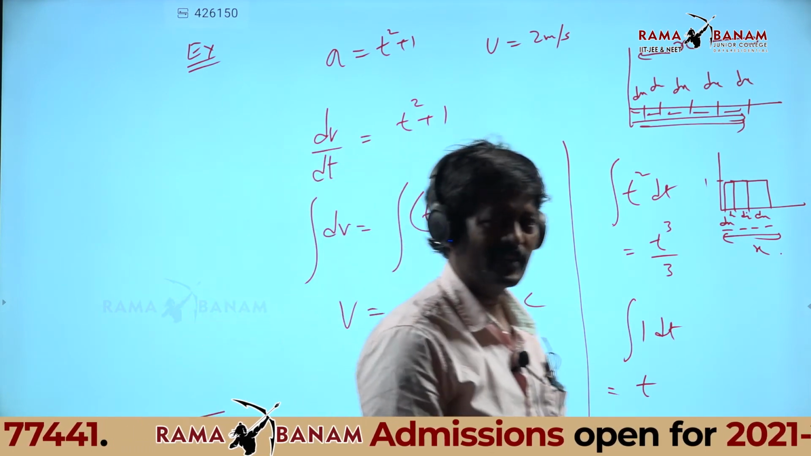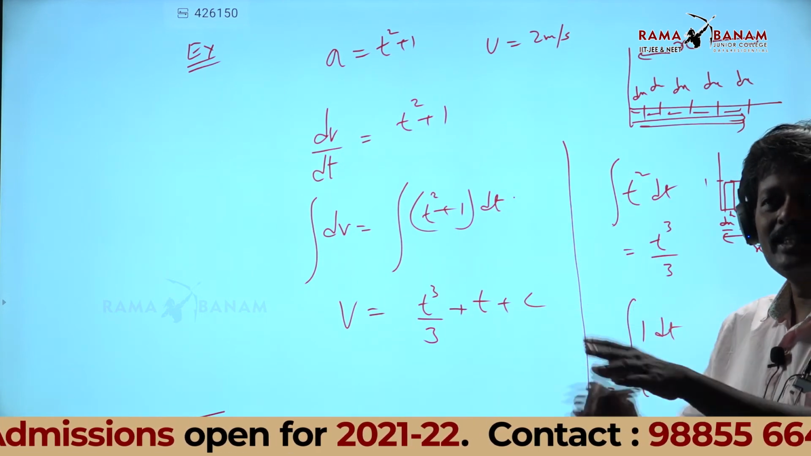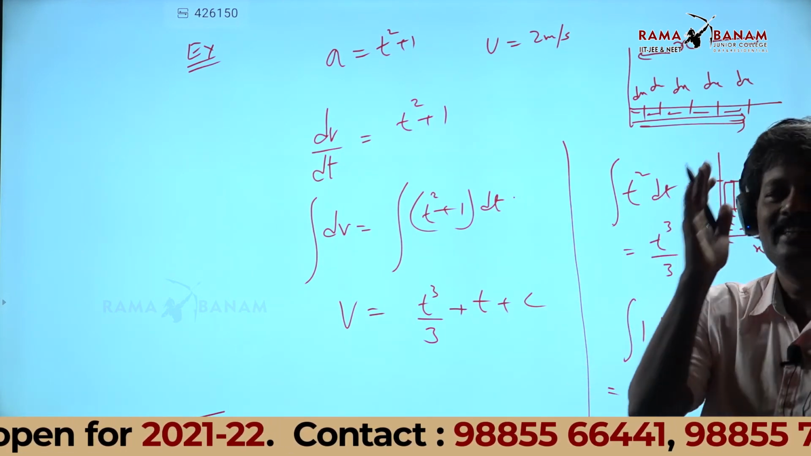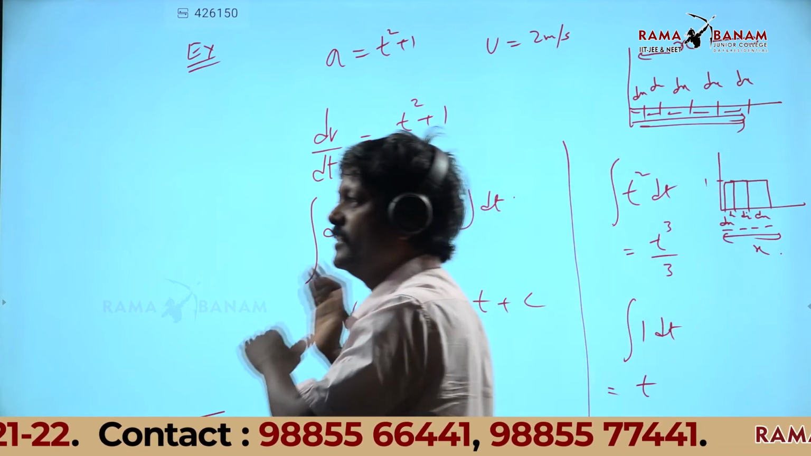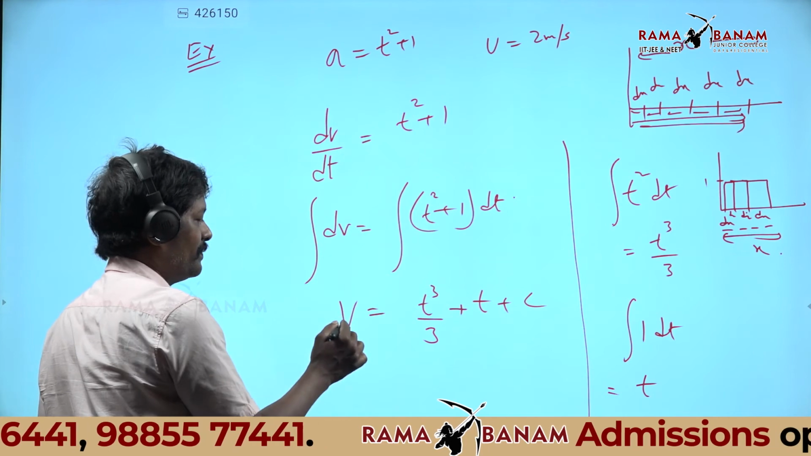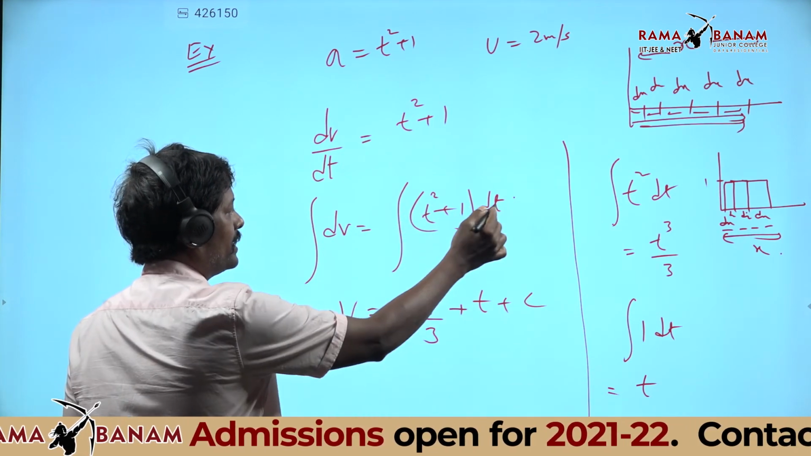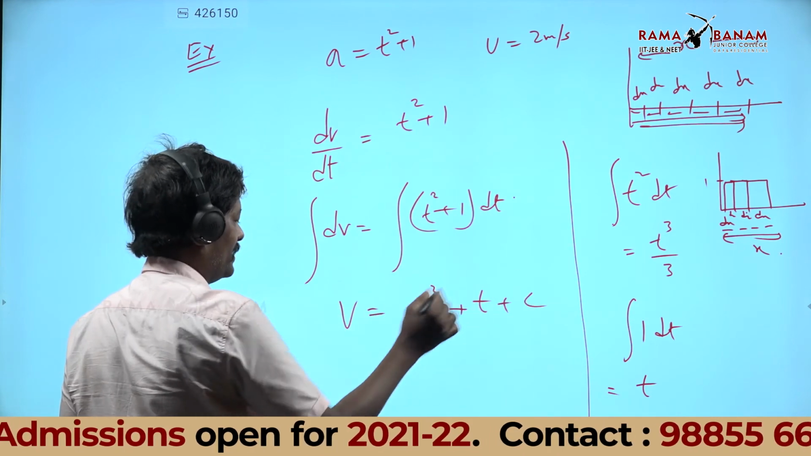Now what I have done, you understood? One side C1, one side C2. C2 minus C1 together I will take as C. Put that C on the right hand side. Integral dv is V. Integral dt is t cube by 3. Integral dt is t plus C.